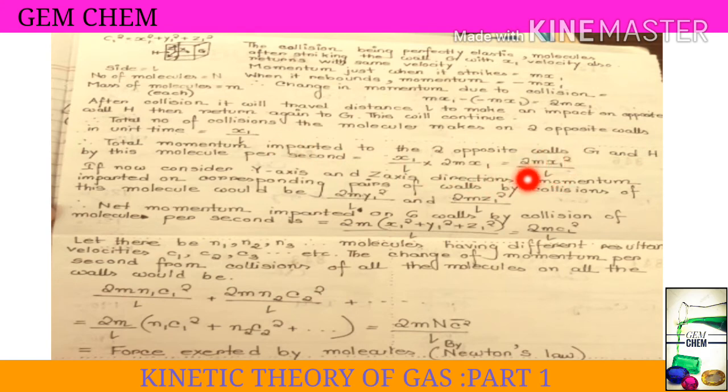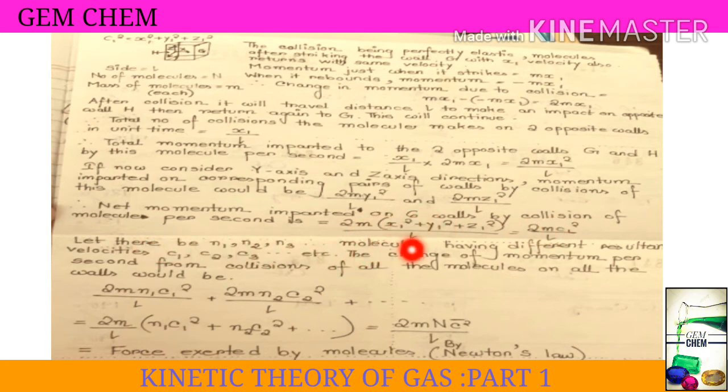So we get this one. For the other two directions, that is y and z directions, we also get this one. So for all 6 walls, the total will be this one, and c1 is the total velocity for x1.